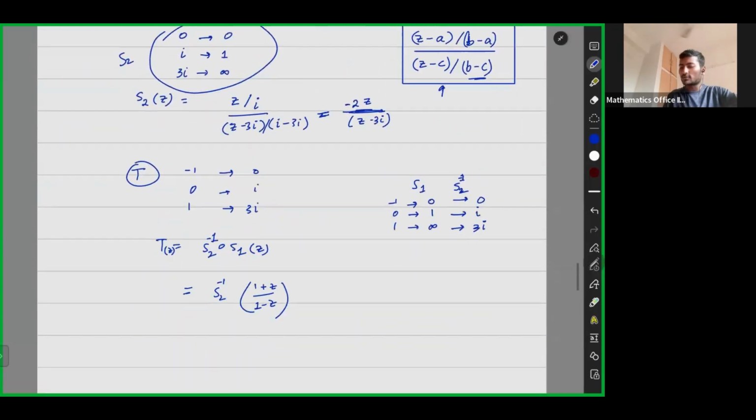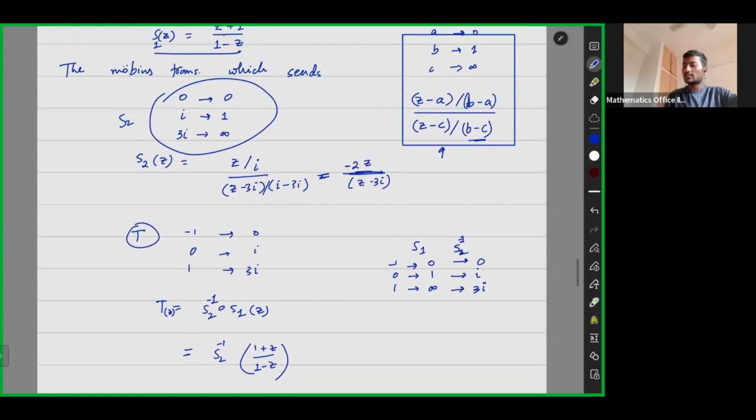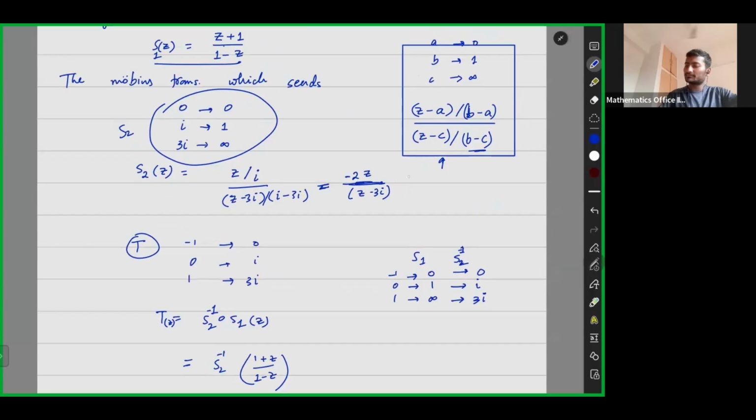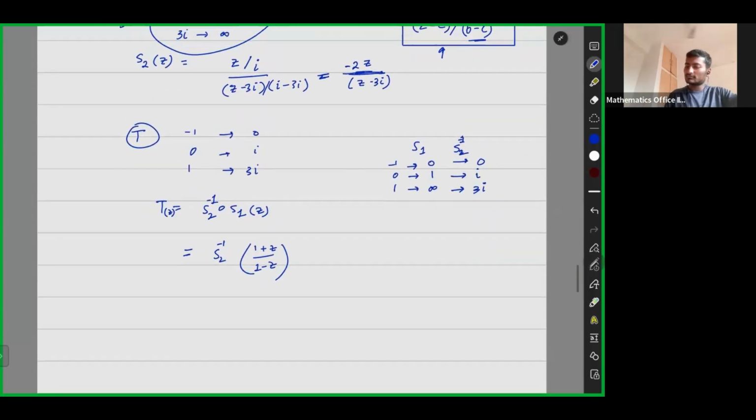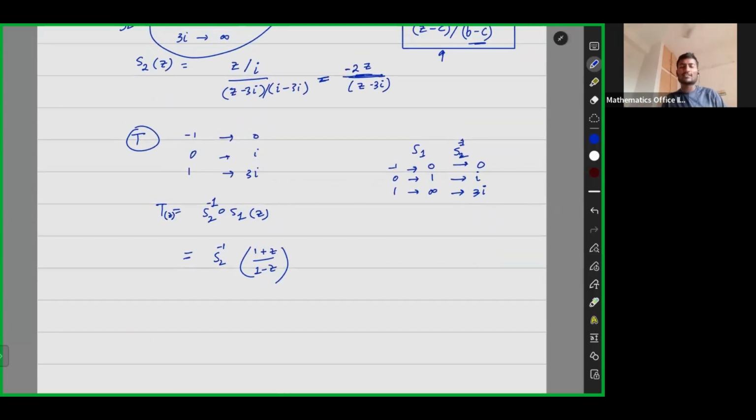So S1 is applied on z. Fine. Now we have to apply S2 inverse. But what is S2 inverse? I want to ask, so that this interaction should be both ways. What is the inverse of S2? S2 of z is given by minus 2z divided by z minus 3i. Then S2 inverse of z, what is this?